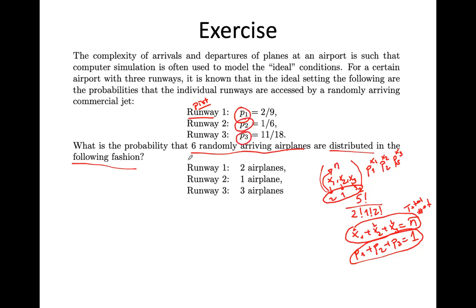I want you to find out, there are 6 randomly arriving airplanes, and what's the probability of 2 of them using runway 1, 1 of them using runway 2, and 3 of them using runway 3. Please write to the chat.